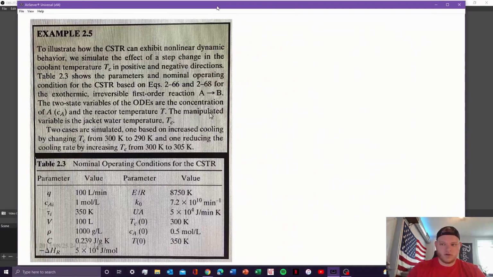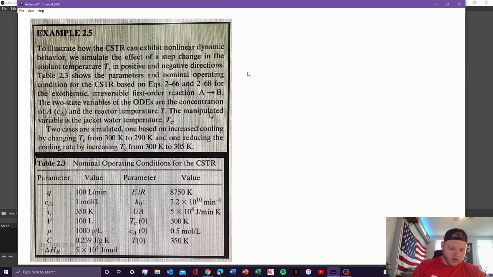Hello, it is Wednesday, March 23rd, and we are going to be doing homework 4 today. So homework 4, we're going to illustrate how the CSTR can exhibit nonlinear dynamic behavior. We will simulate the effect of a step change in the coolant temperature in positive and negative directions. And we will derive some equations.